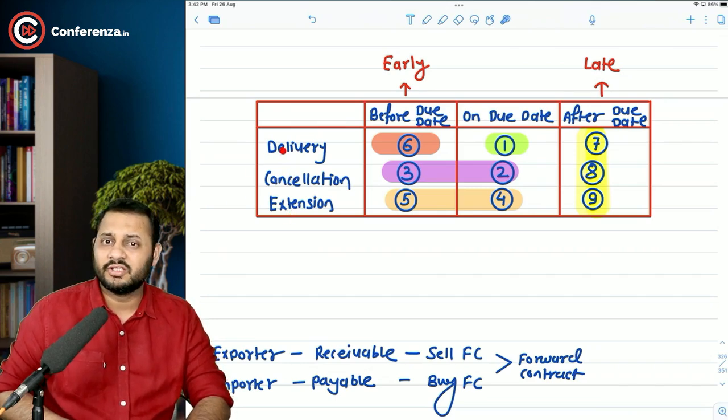Sometimes you want to deliver on the spot but it's too late now. Sometimes you want to cancel the contract but it's too late now. And sometimes you want to extend but it's too late now. So 7, 8 and 9 will be discussed together. Before that we will discuss early delivery.